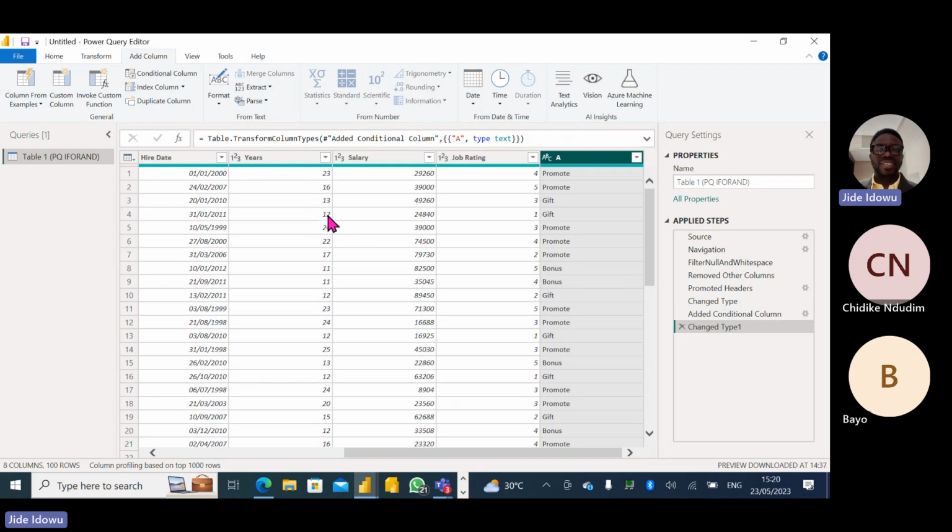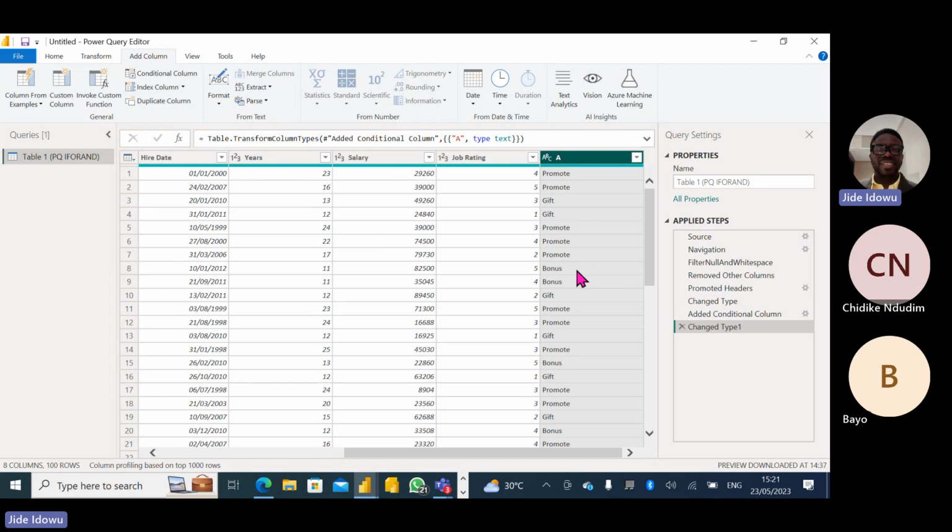His year of service is 12, which is less than 15. And of course, his job rating is also less than 3. That's why this person is getting gift. If you see someone that get bonus, the reason is, though his year of service is less than 15, his job rating, of course, is greater than 3. Now, what this simply means is that this is if or condition put together. This is if or.